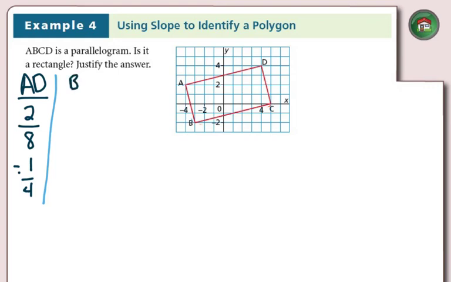BC, we'll look at the same thing, we'll look at the slope. Again, the rise is 2, the run is also 8, so we do simplify to 1/4. So AD and BC are parallel to each other. We can go and we can look at the other 2 pairs of sides, AB.